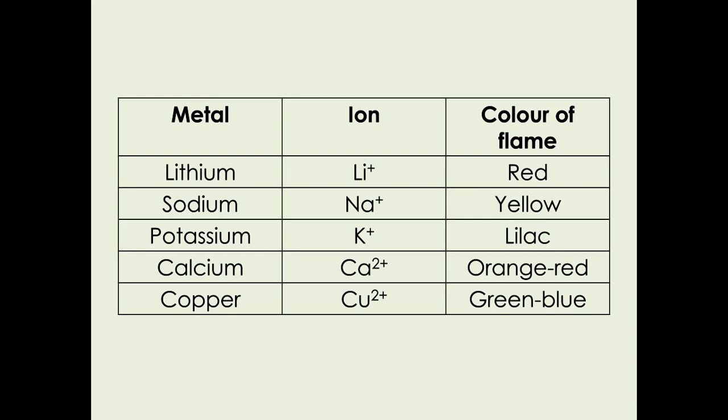You can see lithium, sodium and potassium are in group 1, so they form a +1 ion. Calcium's in group 2, so it forms calcium 2+. And copper's a transition metal, which, when we learn about those, you'll realise can have different charges, but in this case, we've got copper 2+.